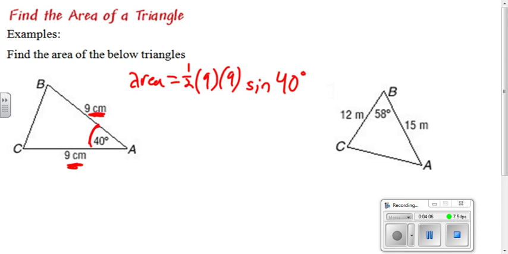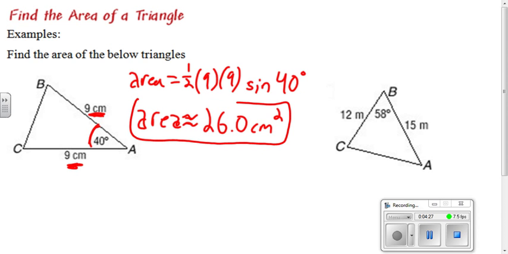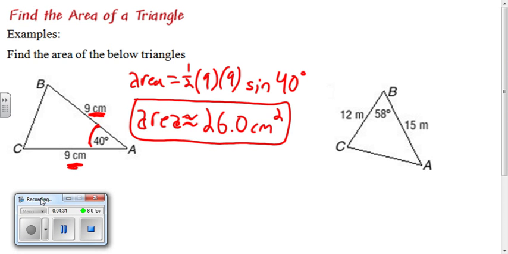I'll give you a second to punch that in on your calculators, but mine is showing me area then is approximately 26.0 centimeters squared. Make sure you're saying centimeters squared, because it is an area, it's not a length. So the area of this one is 26.0 centimeters squared. Let's go on to this case over here.